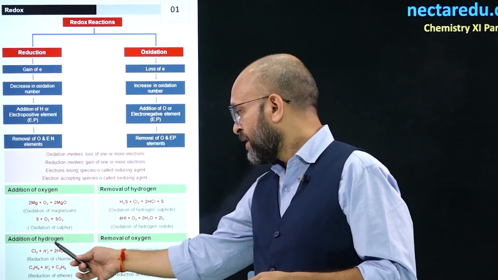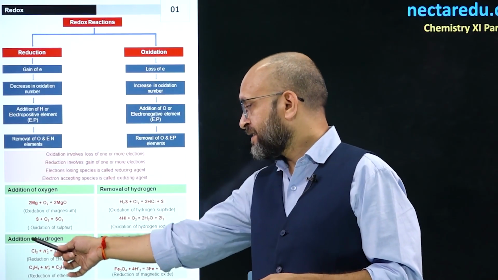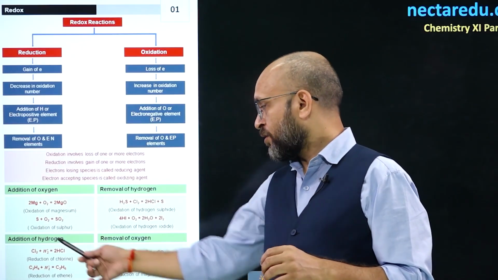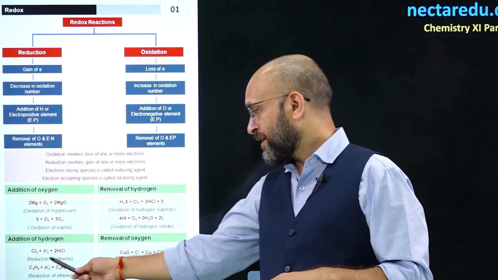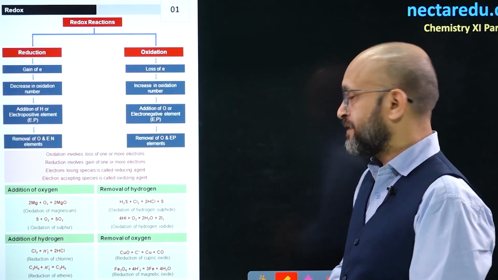Similarly, Cl2 plus H2 converts into HCl. So chlorine is gaining hydrogen. So chlorine is getting reduced. So reduction of chlorine is happening. Similarly, ethene is gaining hydrogen. So reduction of ethene is happening.